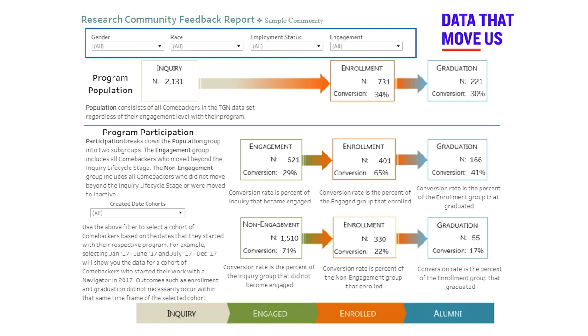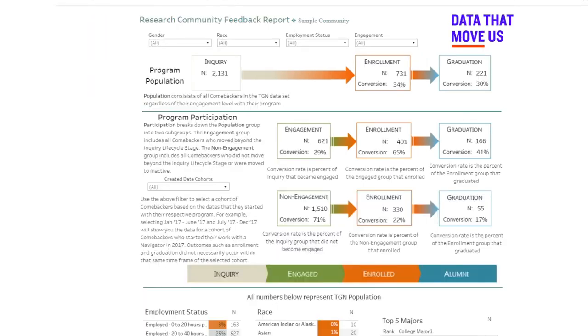Let's look more closely at how filters work. For this example, let's imagine you want to explore the Hispanic participants you serve. We know that Hispanic participants are included in the overall information contained in the dashboard, but we want to focus in specifically on this segment.